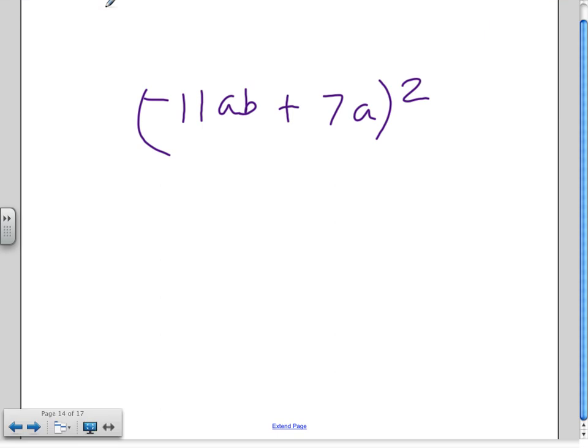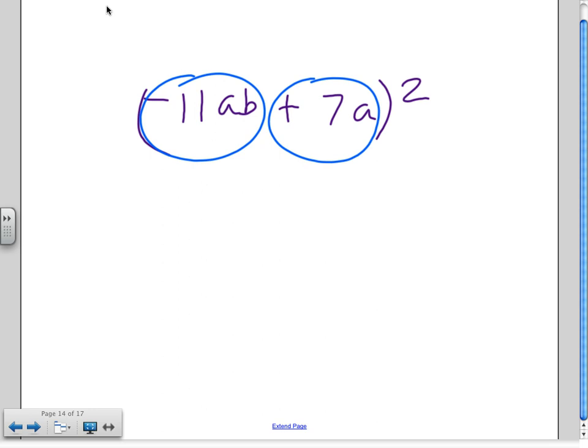So strategy here. What do we do first? Circle. Very good. So we're going to go ahead and circle. Don't forget, when we circle, we also include the sign in front of the term. That's just something that we do all the time. And now, here's the tricky part. What is negative 11ab squared? Negative 22? We're talking about square here.